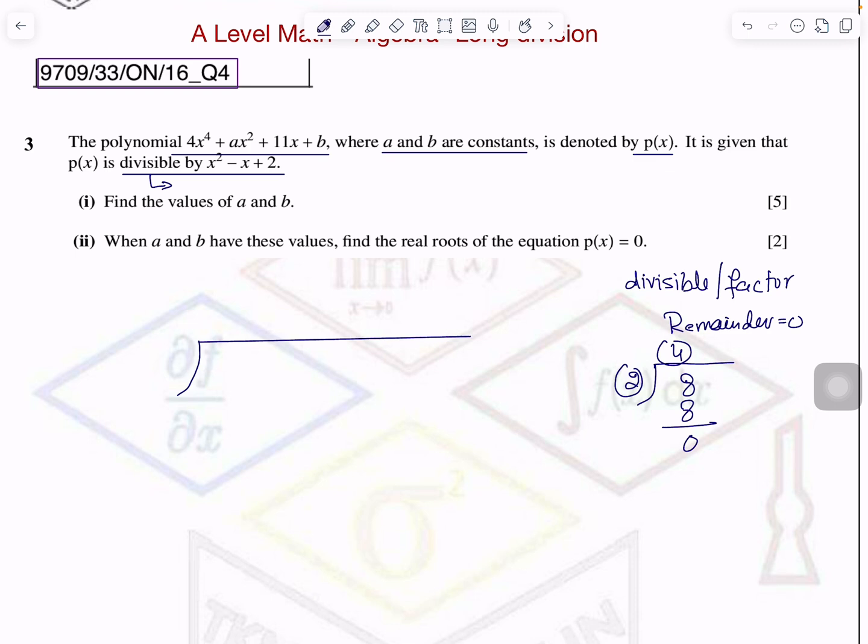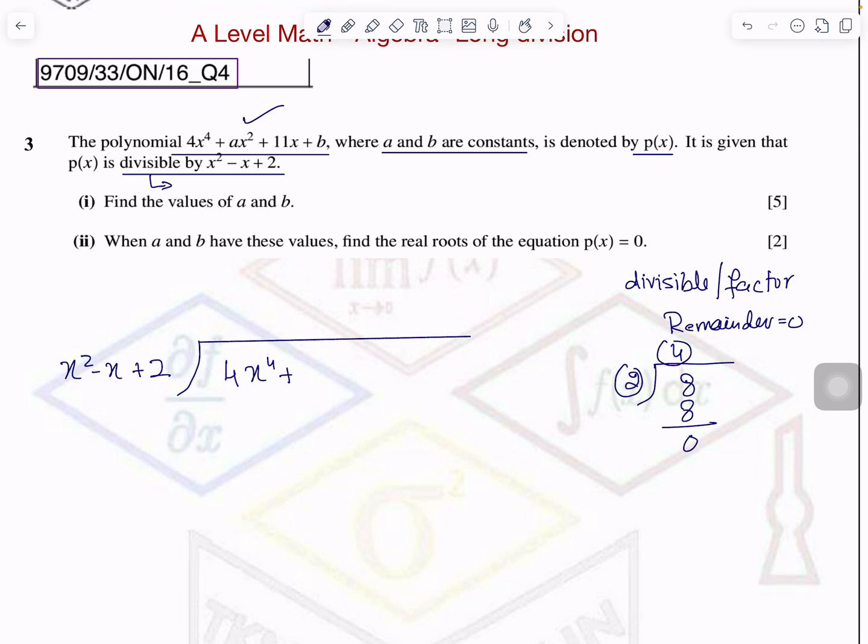By the way, this question cannot be solved by remainder and factor theorem to find out A and B, because the divisor, x square minus x plus 2, you cannot factorize it. So in that case, you have to go for long division. So the equation is quartic with power 4. Now one thing very important, if you see in this polynomial, there is no x power 3.